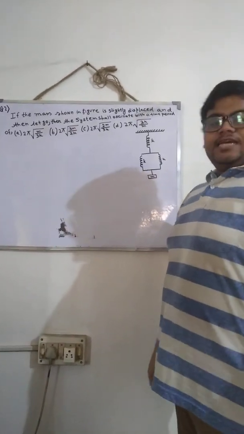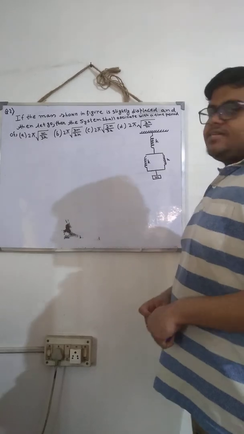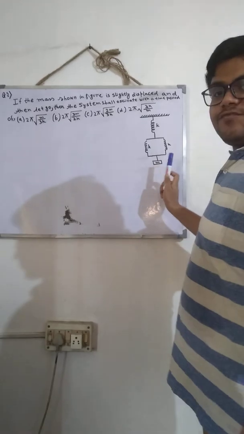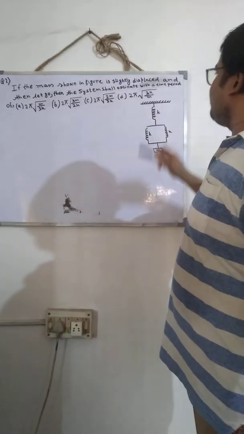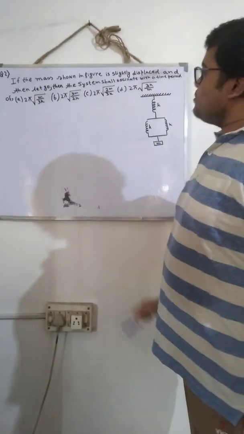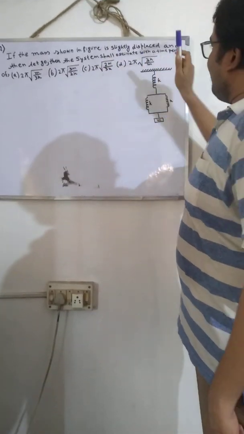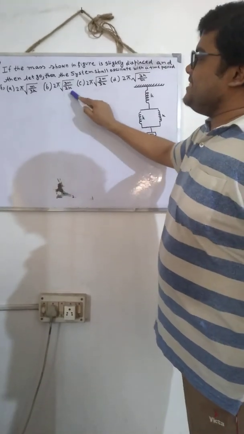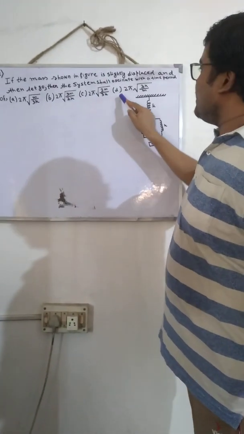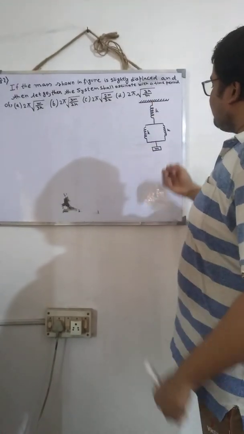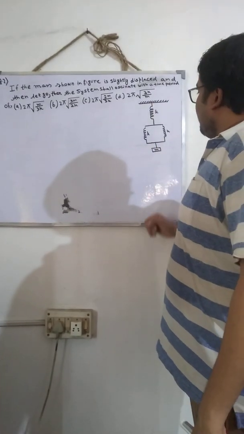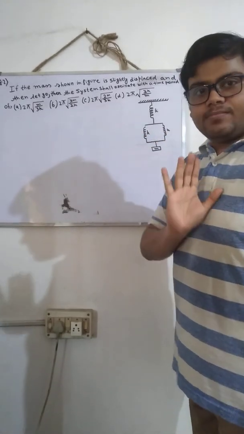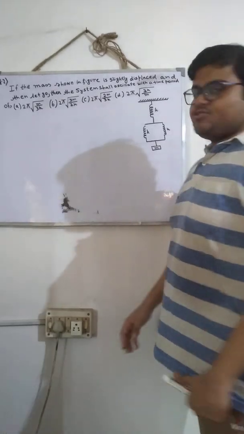Hello students, let us discuss a numerical. The question states, if the mass shown in the figure is slightly displaced and then let go, then the system shall oscillate with a time period of A, B, C, or D. That is, if we slightly pull the mass, then what is the time period of its oscillation about its mean position? This is the theme of the question. So let us solve.